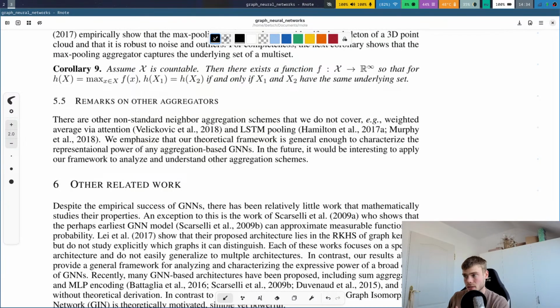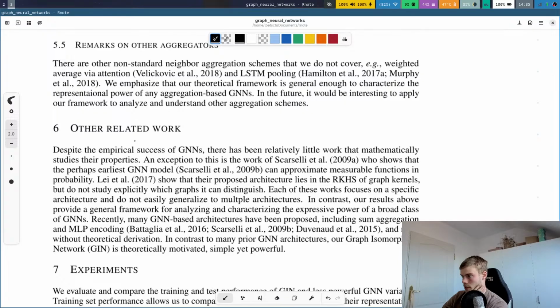Remarks on other aggregators. There are other non-standard neighbor aggregation schemes that we do not cover, for example, weighted average via attention and LSTM pooling. We emphasize that our theoretical framework is general enough to characterize the representational power of any aggregation-based GNNs. So their theoretical framework is looking at multisets and how well a given architecture can distinguish between different multisets. In the future, it would be interesting to apply our framework to analyze and understand other aggregation schemes.